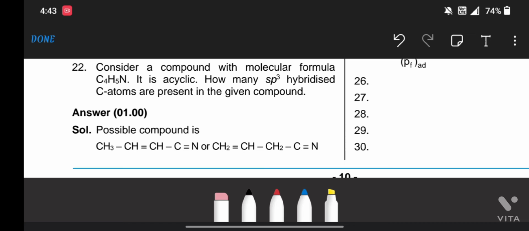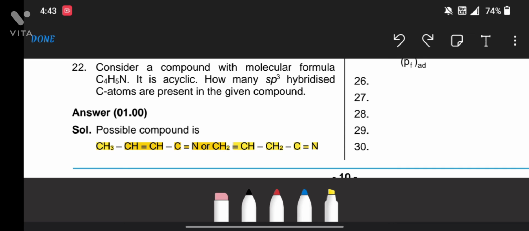In question number 23, they have asked: bromine is reacted with excess of fluorine. What is the oxidation state of the central atom in the compound formed? When bromine is heated with excess of fluorine, BrF5 is formed. The oxidation state of the central atom bromine is +5.